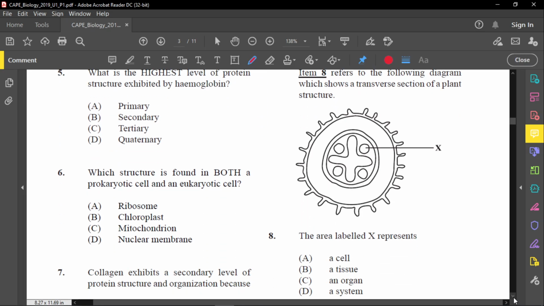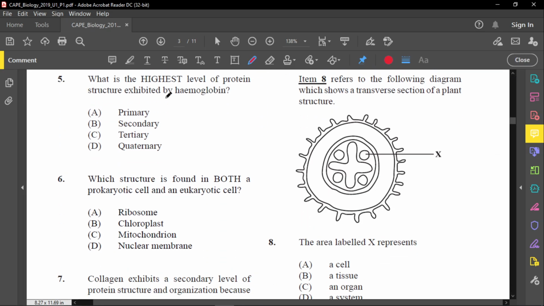In question number 5, it said, what is the highest level of protein structure exhibited by hemoglobin? The first thing you want to remember now is the order in which proteins are folded. The folding of proteins starts from the primary, secondary, tertiary, and quaternary structure. So these are in correct order. But I want to point out something here before I go further. What is actually represented by these structures?